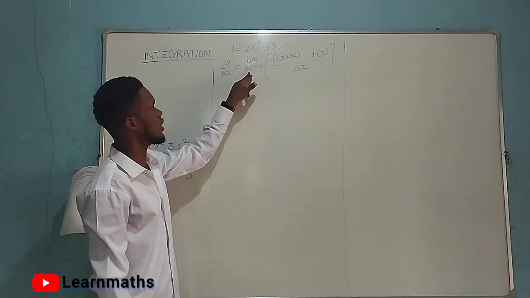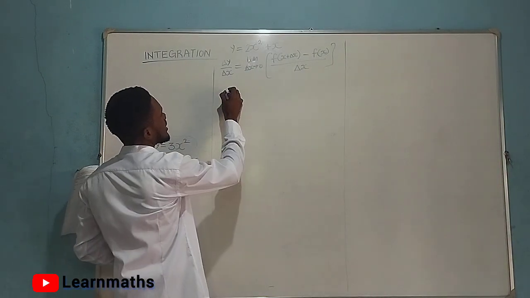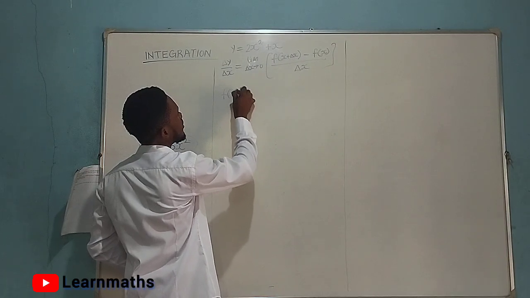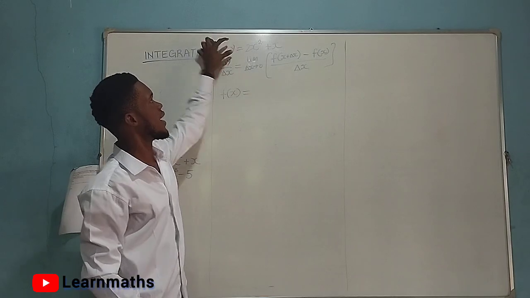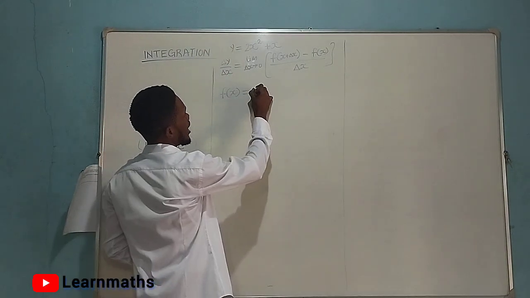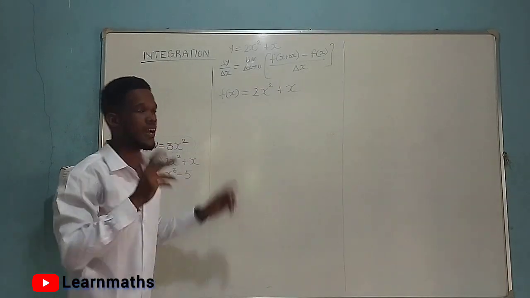Whatever you get, you take your limit as change in x approaches 0. So this is our f of x, the original function. This one here is a function of x. F of x there happens to be 2x squared plus x. That's our f of x.